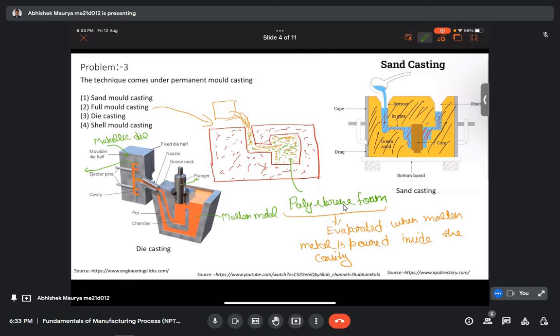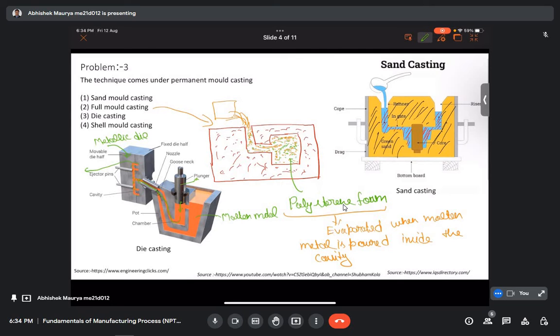In sand mold casting, the mold is not reusable, and in full mold casting the mold is also not reusable because they are made up of sand. But in die casting, since the mold is made up of a metallic die, it can be used for many cycles. But the catch here is that a plunger is being used. The task of the plunger is to push the molten metal inside the cavity. So there are two advantages of giving pressure with the help of the plunger.